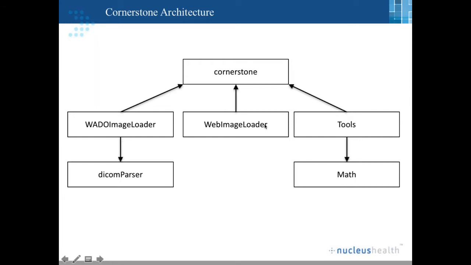The web image loader allows you to view non-DICOM images like JPEGs and PNGs in Cornerstone. Finally, there's a whole tools library which allows you to do things like measurements, window level adjustments, and scroll. It also has a computational geometry library associated with it. You can use as much of all this or as little as you want, and it's been used, like I said, for research projects, student projects, commercial applications, and prototypes. It's fantastic. People find it really easy to use.